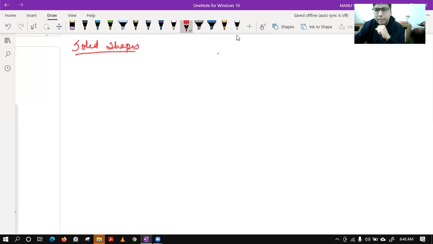Let's start now. Solid shapes. So this pen is okay. Let us take some different pen then. What about black one or blue one? Dark blue is good. Okay.